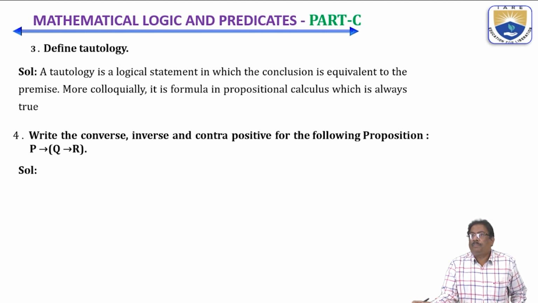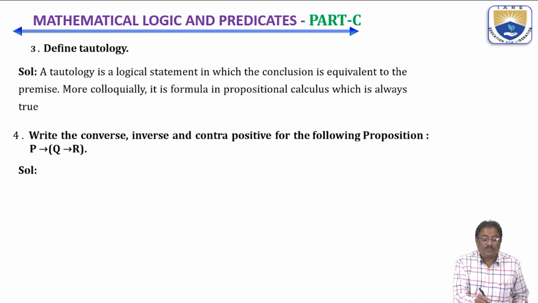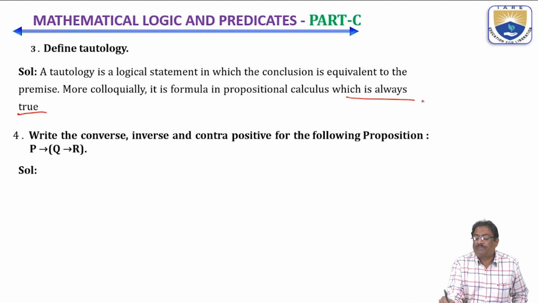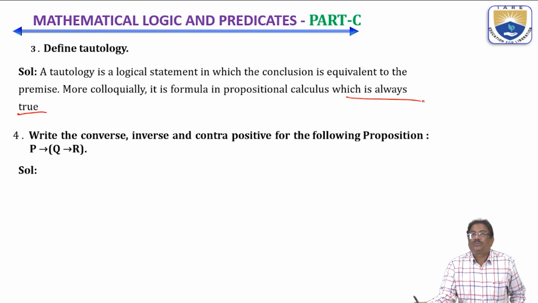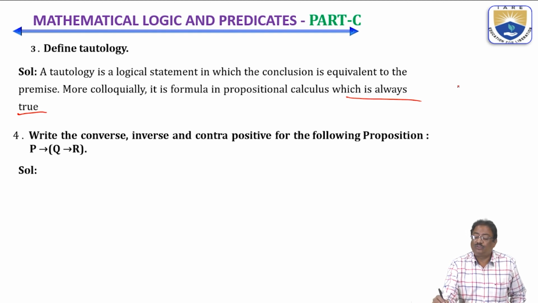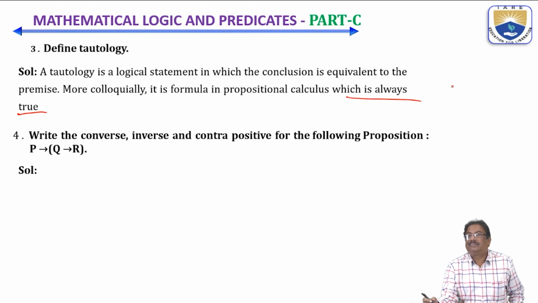A tautology is a formula in propositional calculus which is always true. That means for all truth values, if the compound proposition or logical statement is true, then we can say that it is a tautology. Otherwise, it is not a tautology.